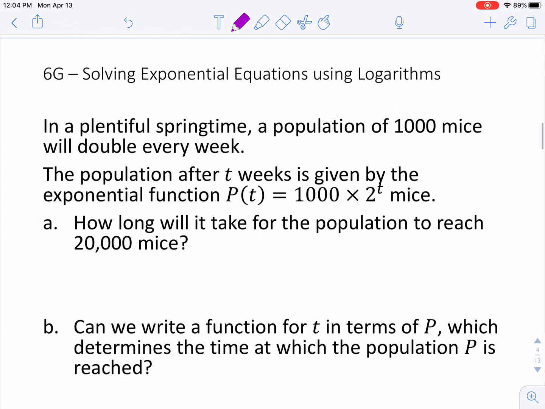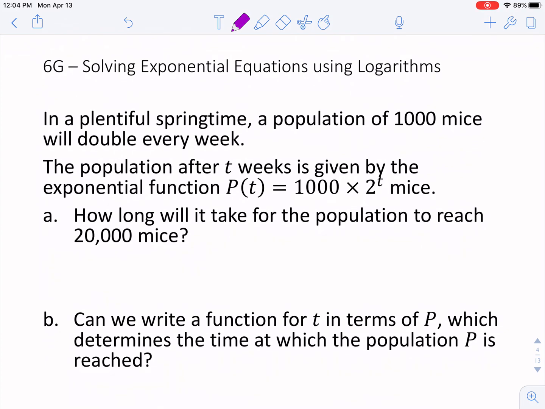Last 2 sections in this chapter. So 6G, solving exponential equations using logarithms. In a plentiful springtime, a population of 1,000 mice will double every week. Wow, that's a lot of mice. The population after t weeks is given by the exponential function p of t is equal to 1,000 times 2 to the t. How long will it take for this population to reach 20,000?